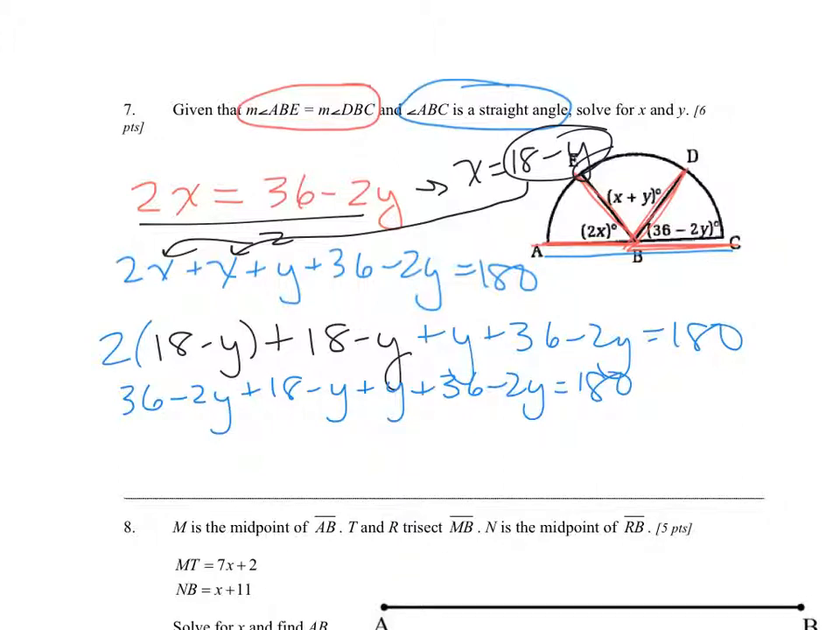Right, we have 36, another 36 is 72, plus 18 is going to give us 90. And we have negative 2y minus y is negative 3y plus y, so those kind of cancel out. So we really end up with negative 2y minus 2y, which is negative 4y, equals 180. And solving, negative 4y equals 90.